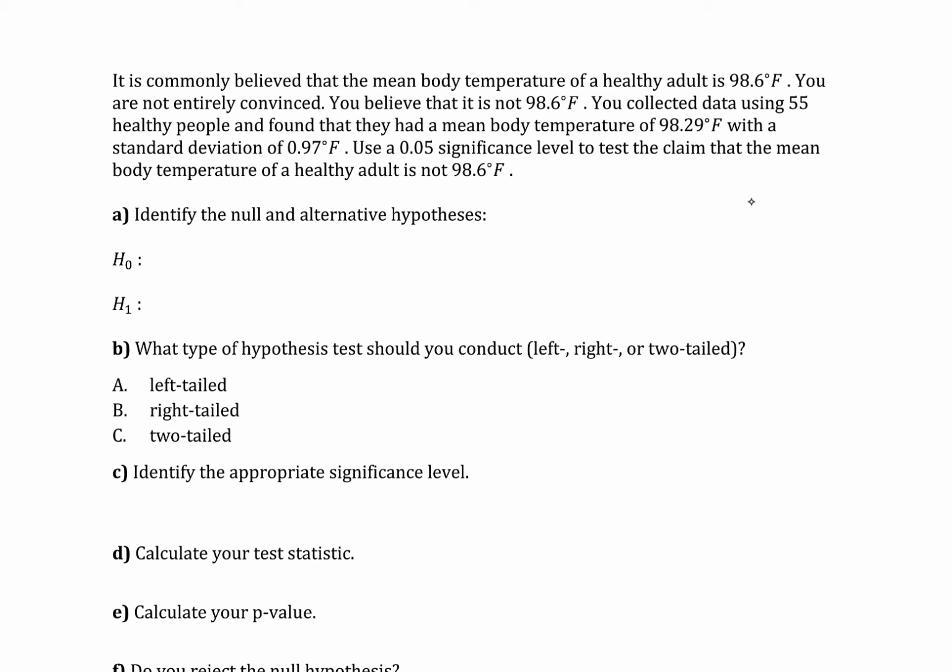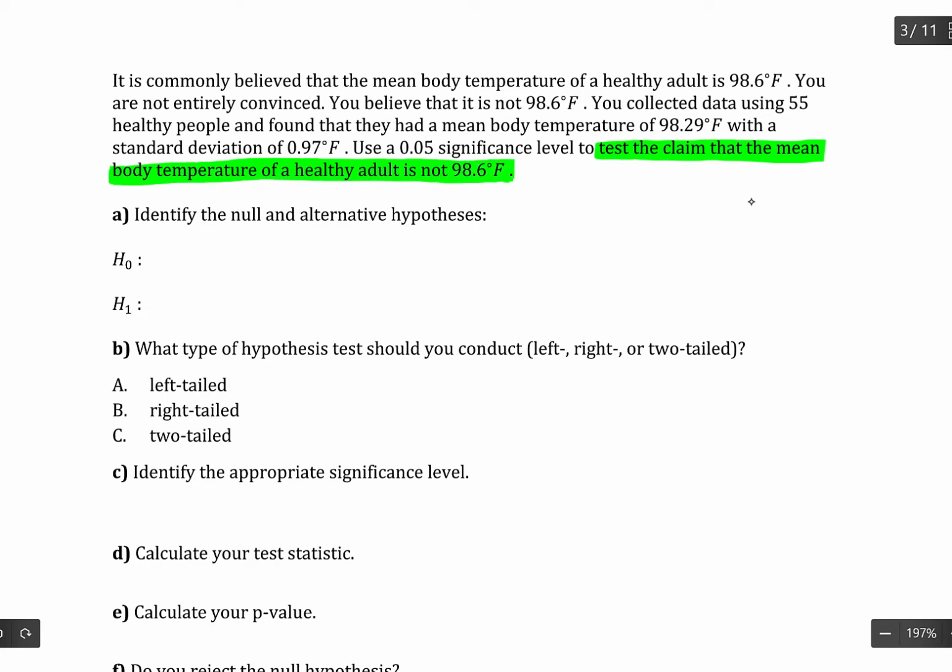It is commonly believed that the mean body temperature of a healthy adult is 98.6 degrees Fahrenheit. You're not entirely convinced. You believe that it's not 98.6. You collect data using 55 healthy people and found that they had a mean body temperature of 98.29 degrees Fahrenheit with a standard deviation of 0.97. Use a 0.05 significance level to test the claim that the mean body temperature of a healthy adult is not 98.6. All right, so we want to test the claim that the mean body temperature is not 98.6.